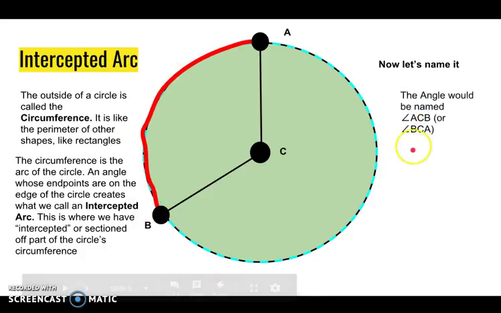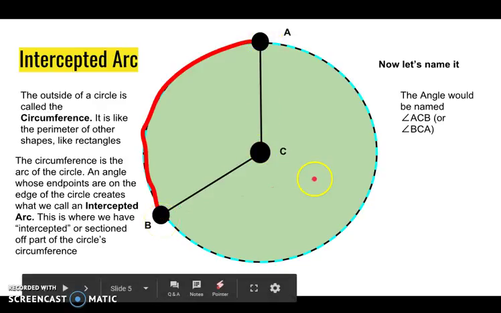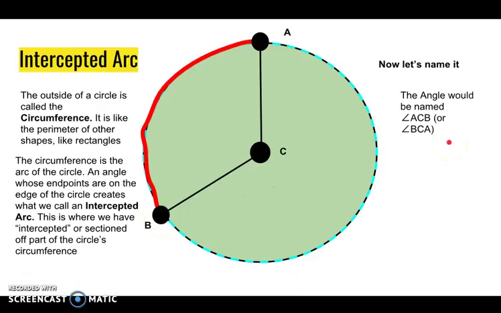So the angle, I would either name it BCA, or if you've caught on, I could also name it ACB. I could start at either endpoint. Since we do tend towards alphabetical order when we can, I would generally go with ACB, but it really doesn't matter. Both of these would be correct.